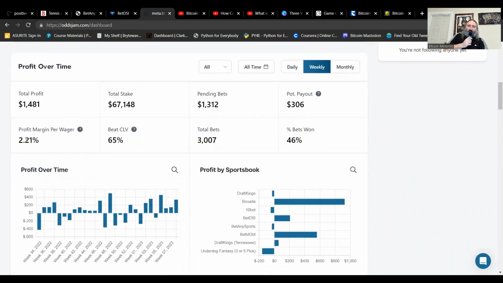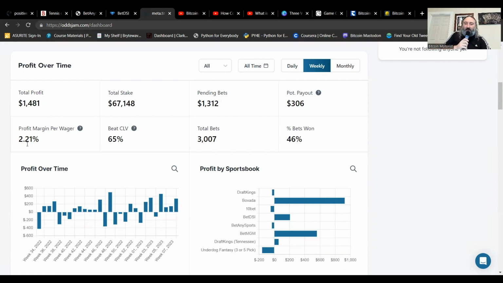Here's the profit margin per wager is 2.21%. So if you're placing 50, 60 bets a day and your average profit margin per bet is 2.21%, I mean, to me, that's really good. You're increasing your bankroll by 2.21% per day on average. So that's what you should be striving for. And having too many bets might be a negative, depending on the situation. This is why I'm more selective with some sportsbooks and less selective with other sportsbooks.